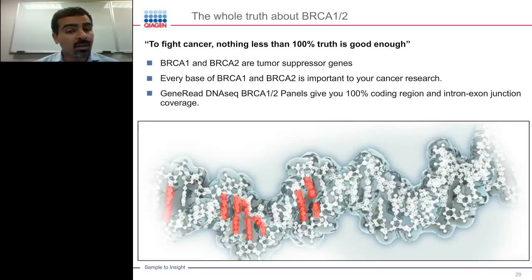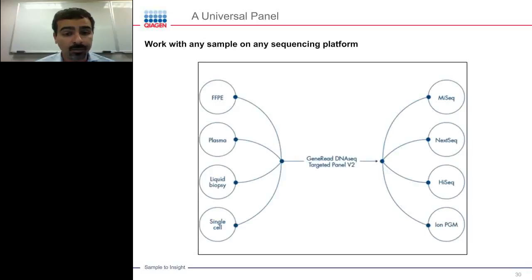So, because they are key tumor suppressor genes, what you want is to sequence every single base in those 2 genes, and the GeneRead DNAseq BRCA1 BRCA2 panel gives you that 100% coverage in the coding regions of every single base in the BRCA1 and BRCA2 genes. And I will show you examples as I get to the applications data of how some customers have used the BRCA1 BRCA2 panel to get 100% coverage.